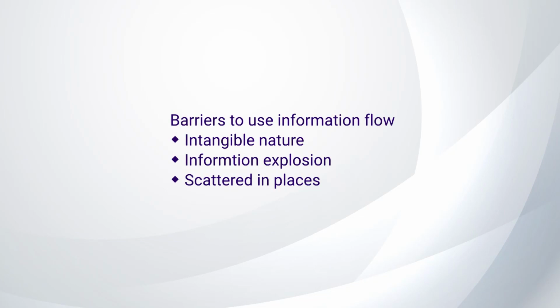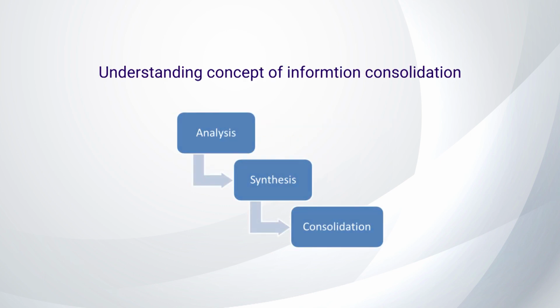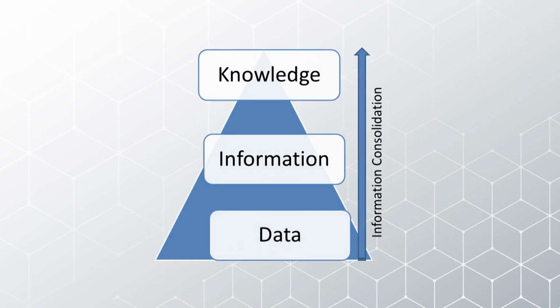Now, there are some barriers too. The barrier is that information explosion helps us to get a lot of documents. However, those documents are scattered. So we need to overcome all those barriers through analysis, synthesis and consolidation. So what will happen? You will get raw data that will be transformed into information and ultimately you will get knowledge, and that is where consolidation is happening.